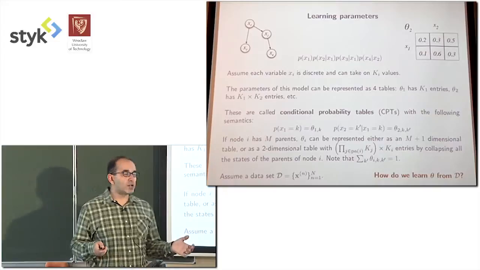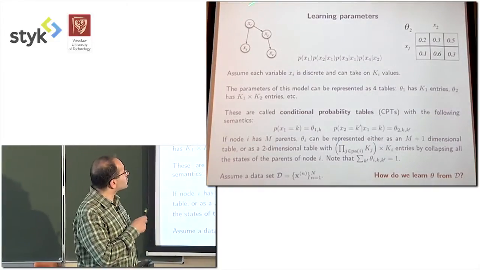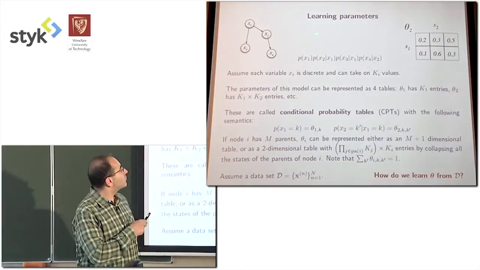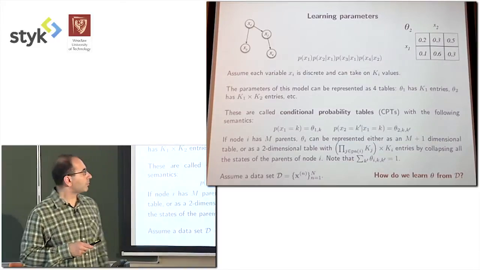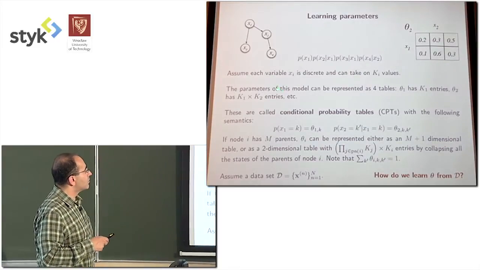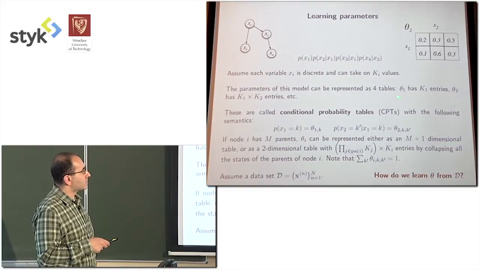So what's the learning problem? The learning problem is, imagine you're given the structure of a graph. How do you learn these parameters from data? Okay? So the parameters of this model can be represented as 4 tables.